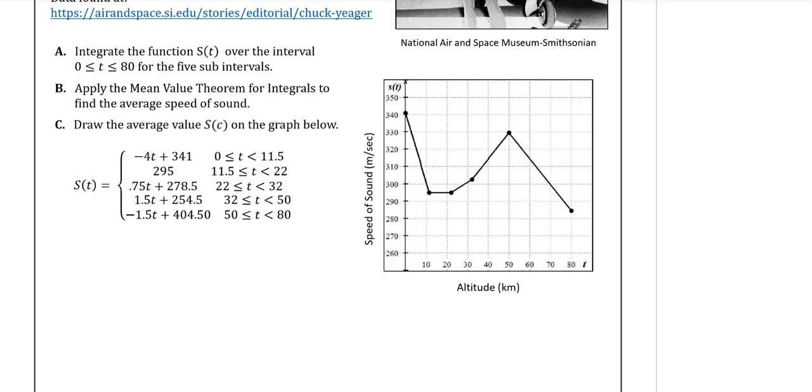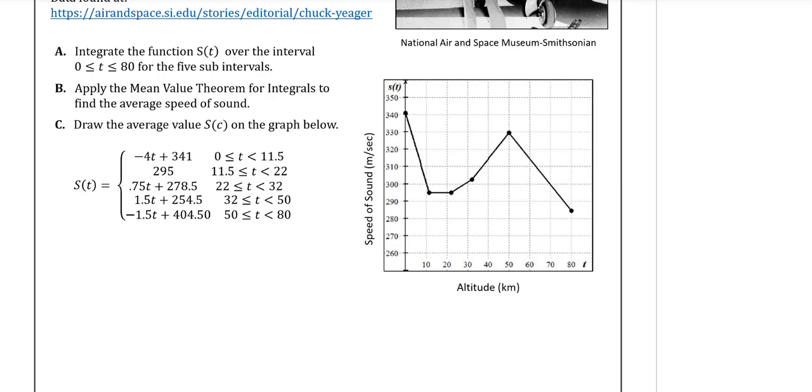So we are asked to integrate the function s of t over the interval from 0 to 80 for the 5 subintervals, and that's seconds. And then we are to apply the mean value theorem for integrals to find the average speed of sound over different altitudes. And finally, we're going to draw that average value s of c on the graph.